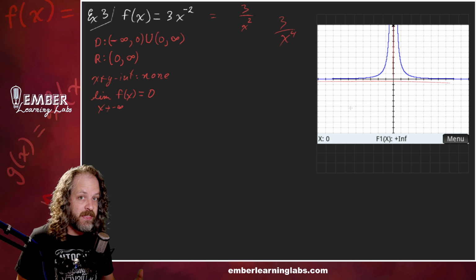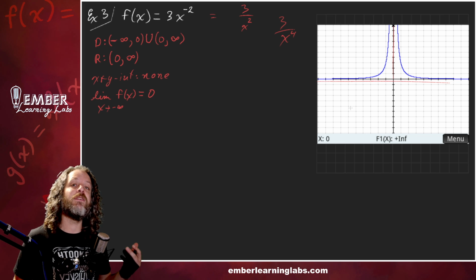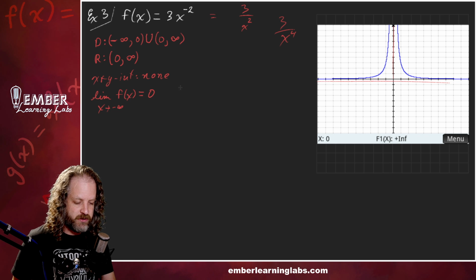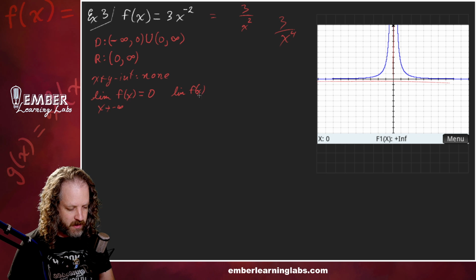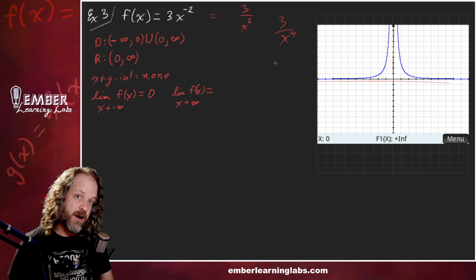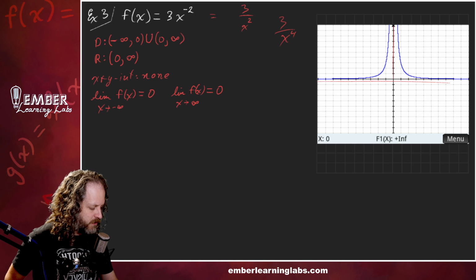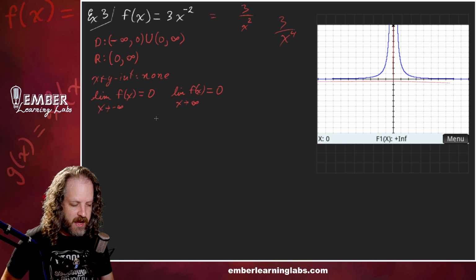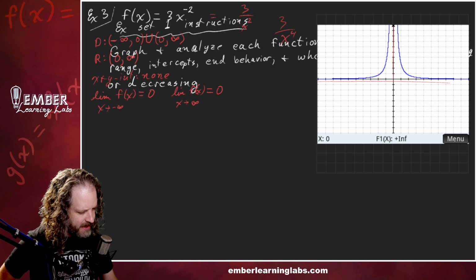Now, it doesn't actually get there. We talked about that in the last unit. It's approaching it, it never gets there, but it's getting closer and closer to it. So going to the right, the limit of f of x as x approaches positive infinity equals 0 again, because again, it's getting closer and closer to 0, never getting there.